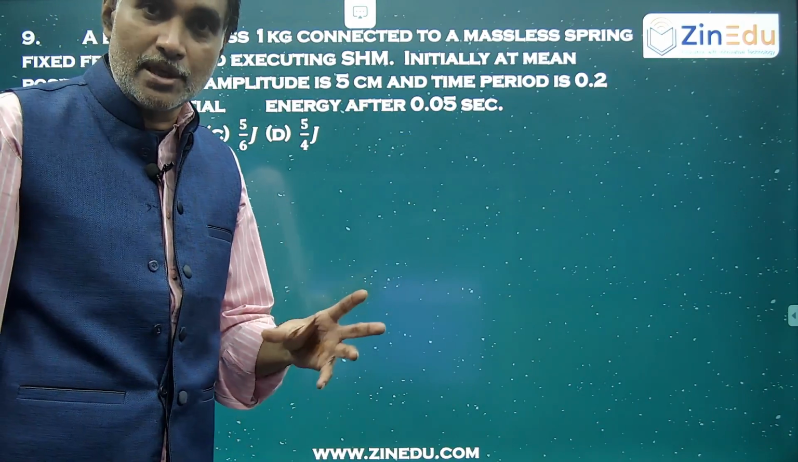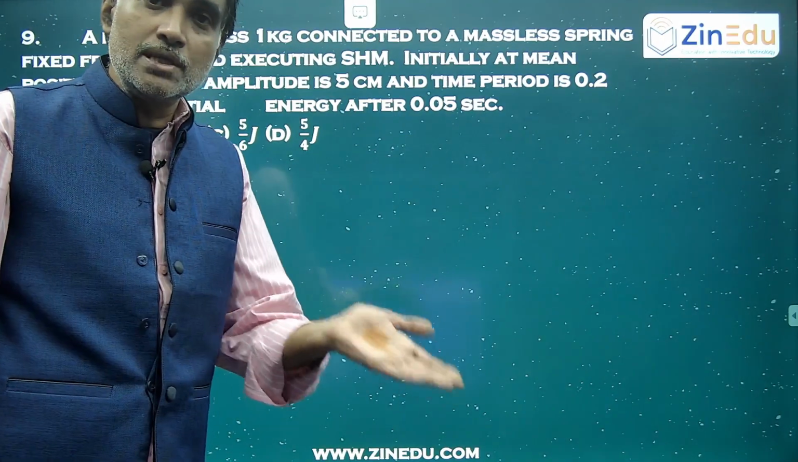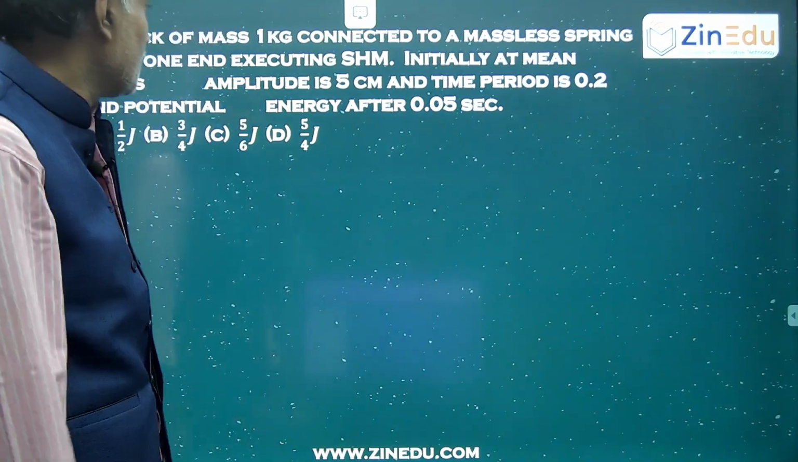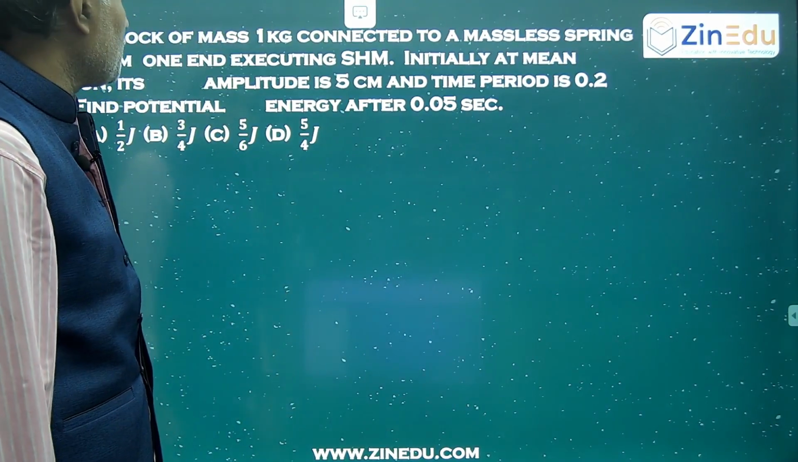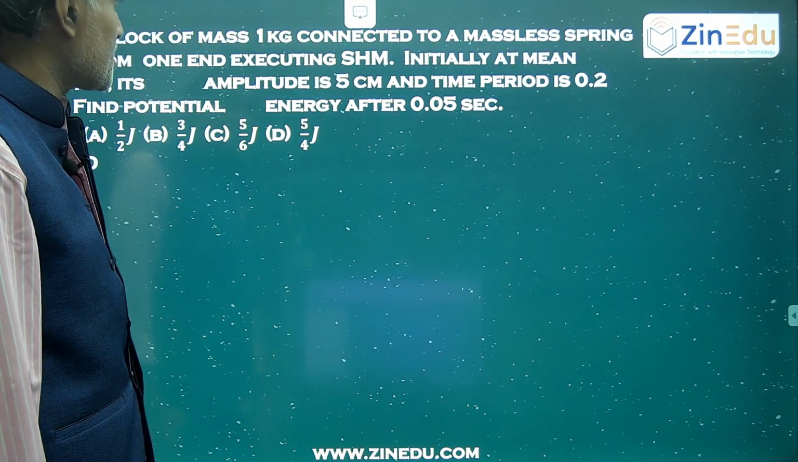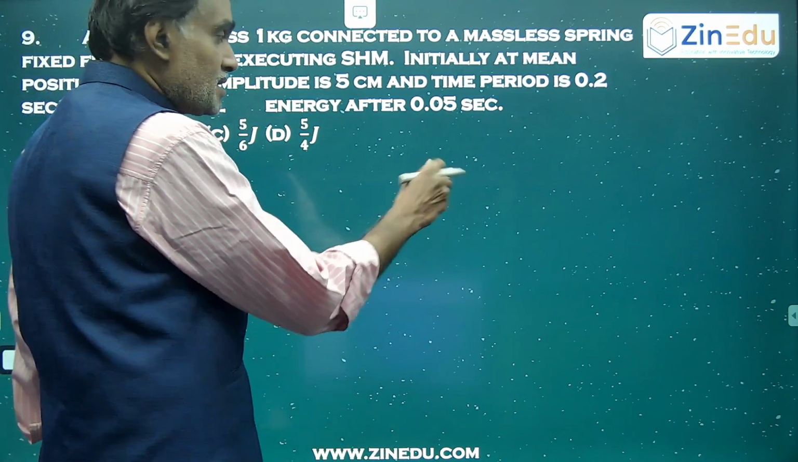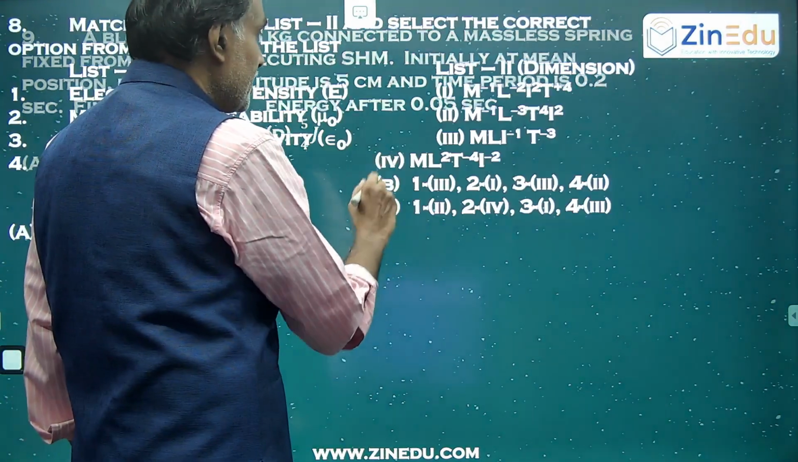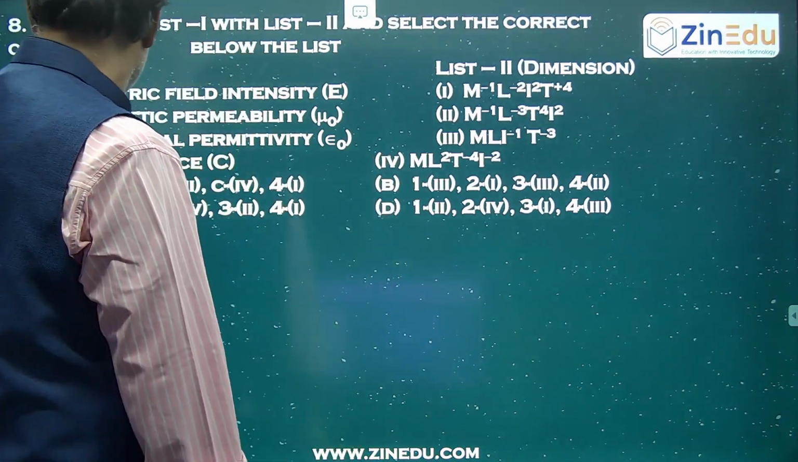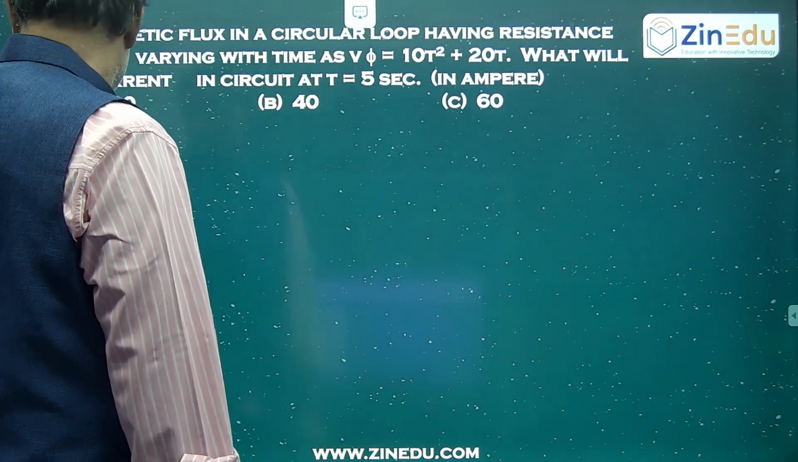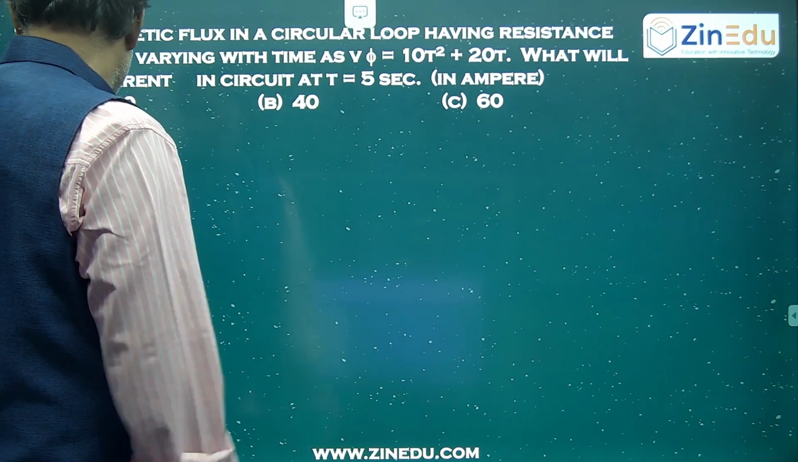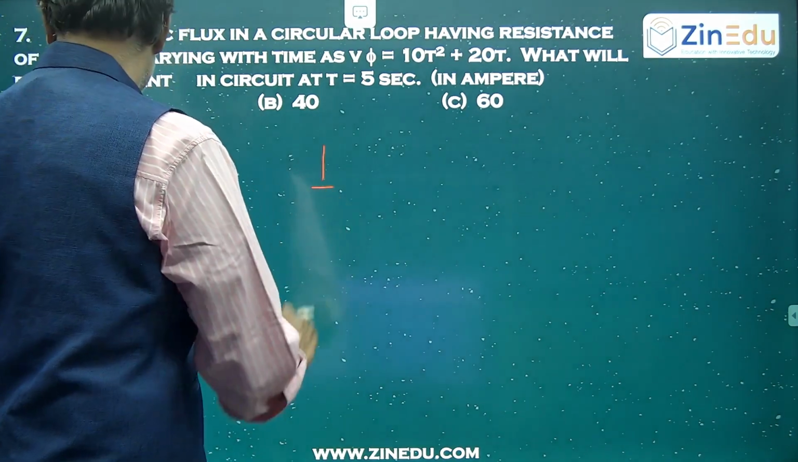Usually, if nothing is mentioned, kinetic energy at the mean position is equal to potential energy at the extreme. What is kinetic energy at the mean position? Half m omega square a square. Okay, half m omega square a square. That's all. That is the potential energy at the extreme. What is kinetic energy at the mean? Half m omega square a square.